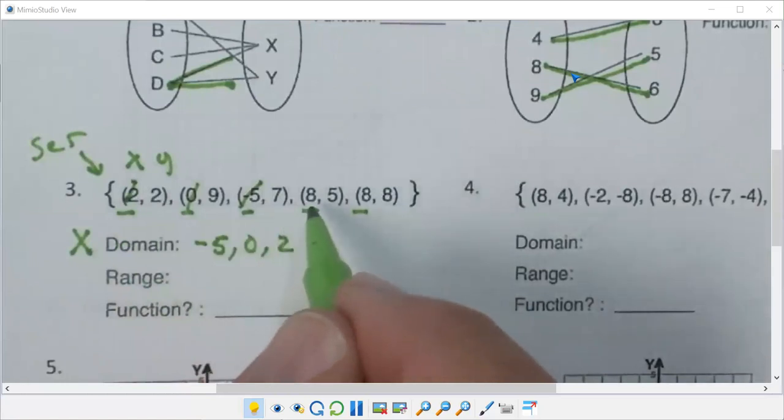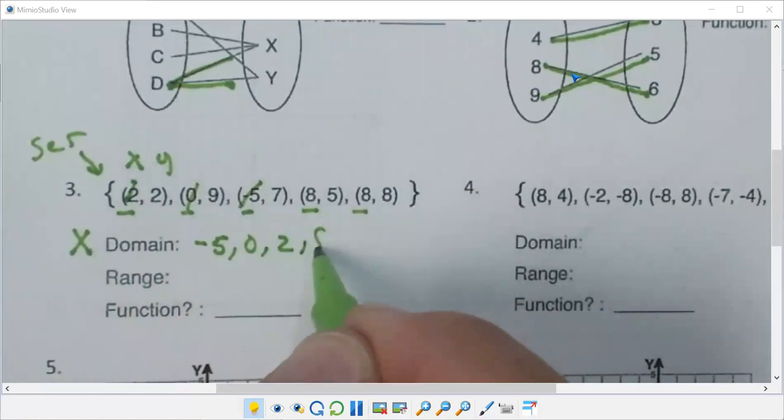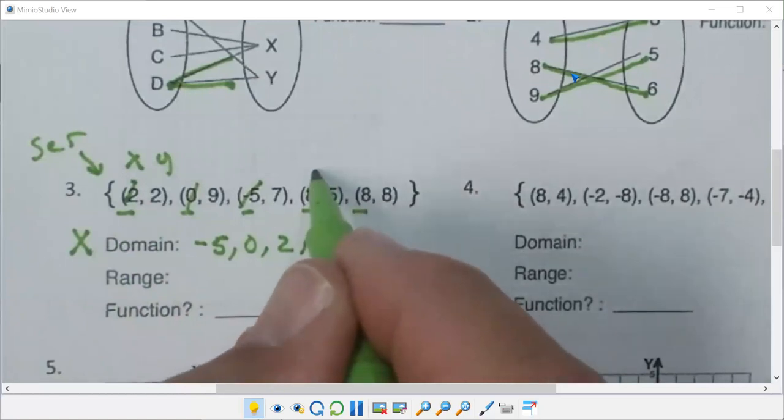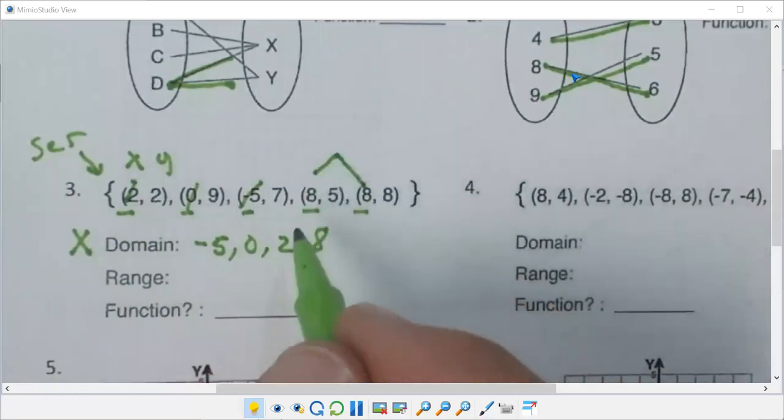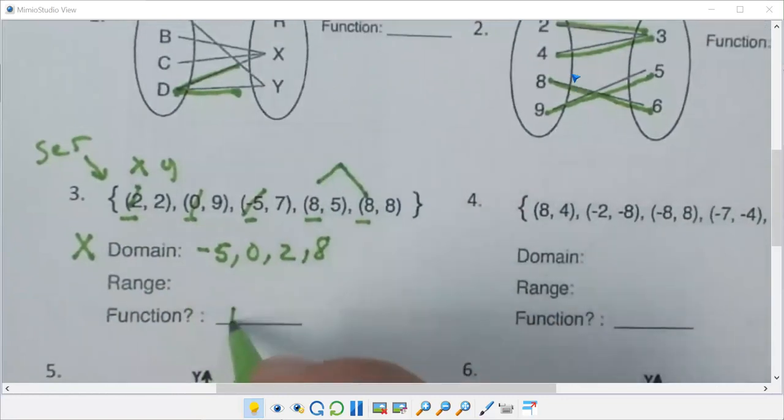And then look at this. I have two of them that are 8s. Remember, when x repeats, it's not a function. So you see these two x's right here, this one and this one, they're both 8s. So this is not a function. So we already know that this one's not a function.